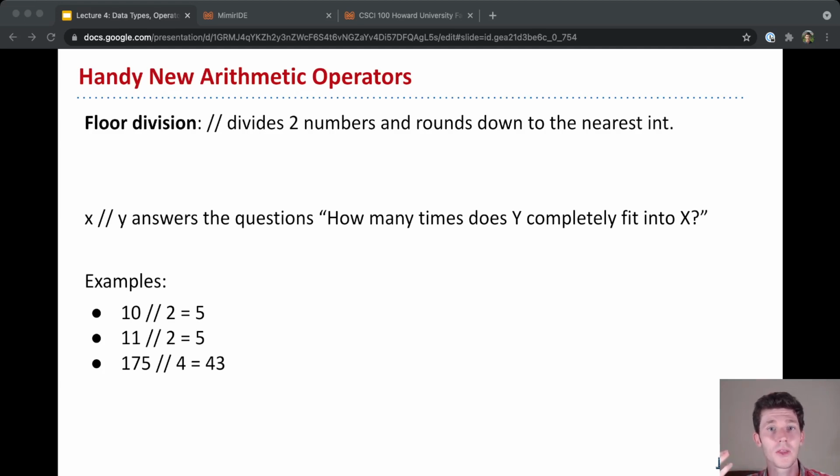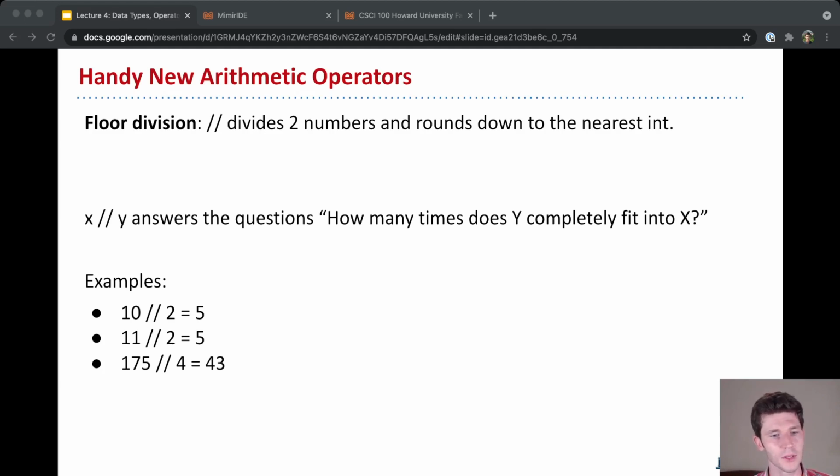In Python, we saw that one slash means just dividing a number as normal, where you get a decimal result. So it's how many times does B go into A if you have A divided by B. Floor division, where you have two slashes, divides two numbers and rounds down to the nearest integer. And so it's answering a slightly different question. It's saying not just how many times does y fit into x, it says how many times does y completely fit into x, with no remainder.